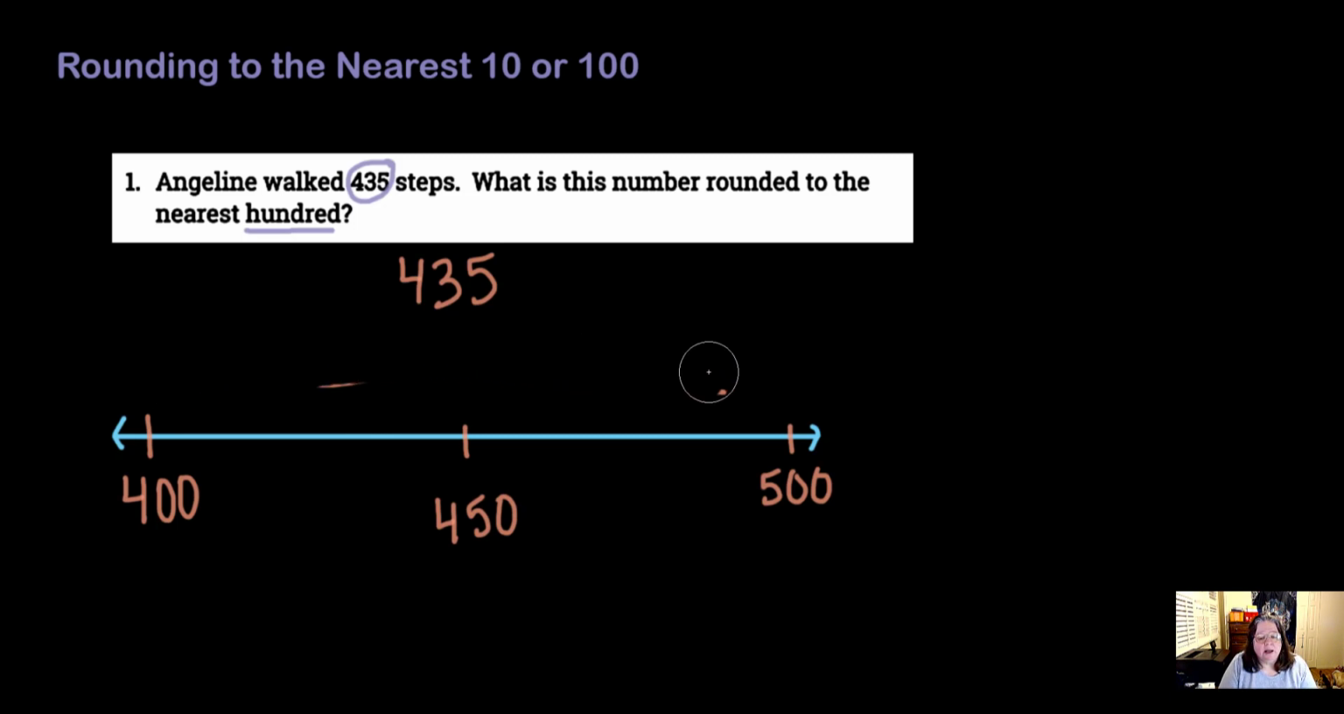So now we need to think of where 435 would go on this line. And why is that important? Well, anything 450 and above would round to 500. Anything below 450 would round to 400. That's why it's important. So where would it go? Well, if this is 400, this is 450. Let's count by tens. 400, this would be 410, 420, 430, 440, 450.